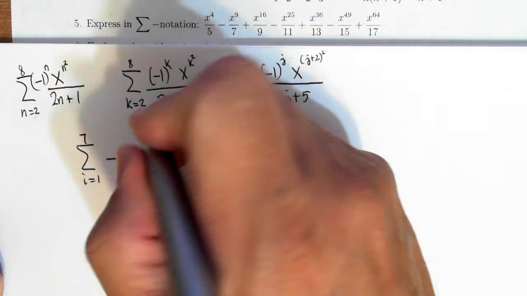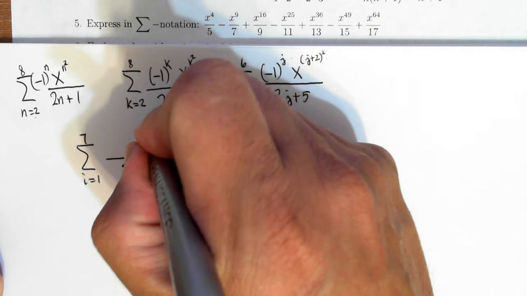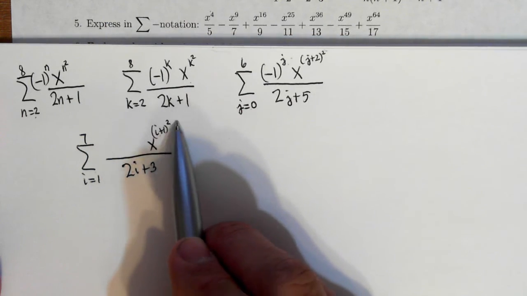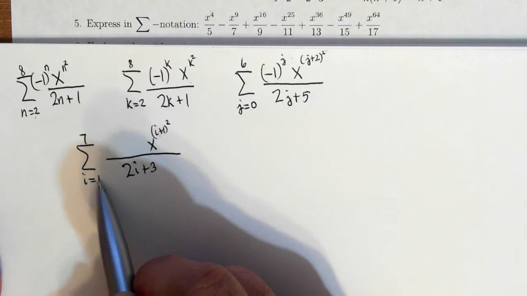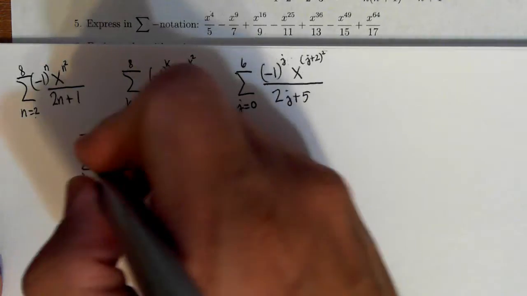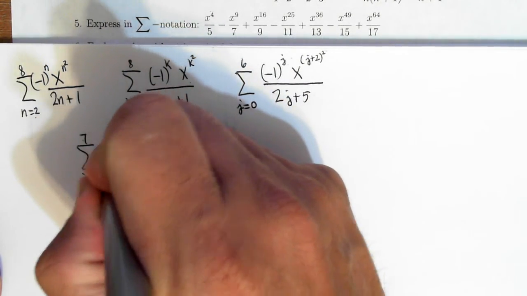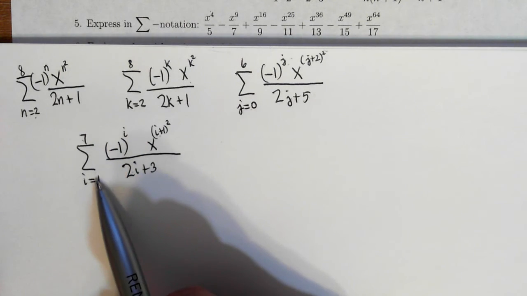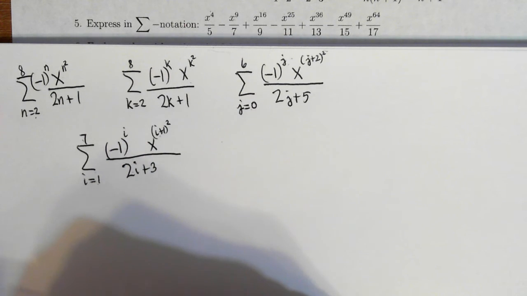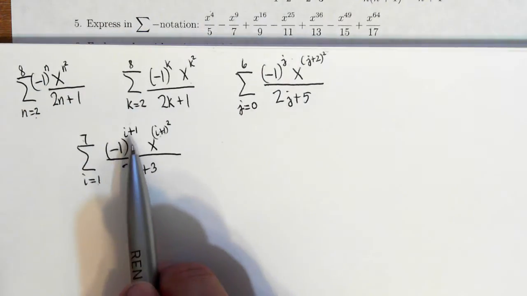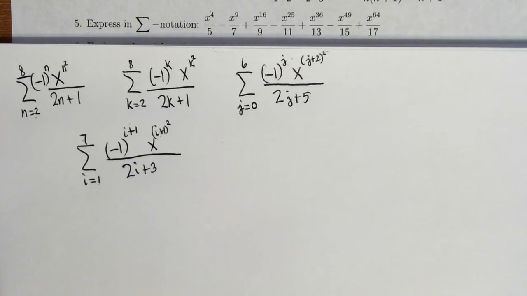The x term will have x to the i plus 1 squared. So if i equals 1, it's 2 squared for 4. If i equals 7, I get 7 plus 1 squared, which is 64. And then I have my alternating term. Now negative 1 to the i is incorrect now, because if i equals 1, that's negative 1 to the first, which is negative. So I can put either plus 1 or minus 1, either way, to make sure that it starts off positive.